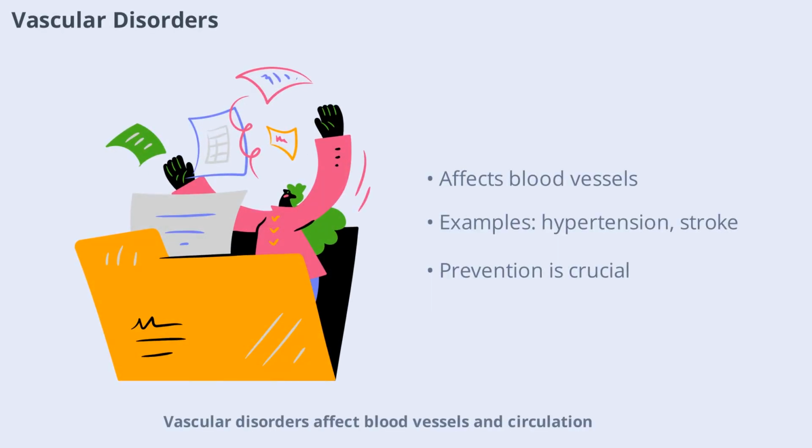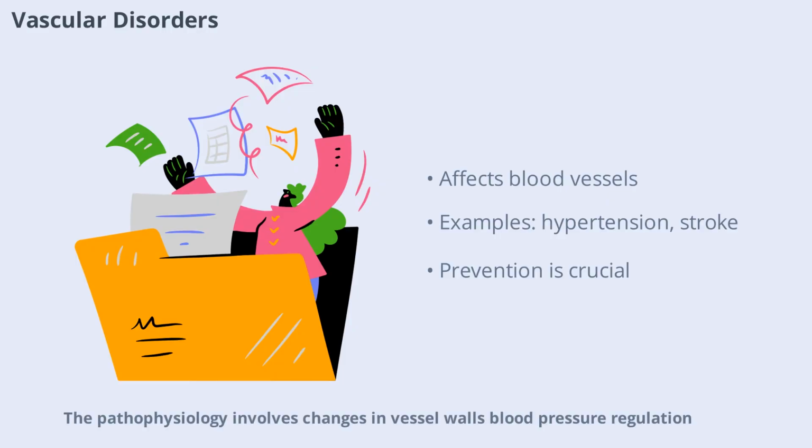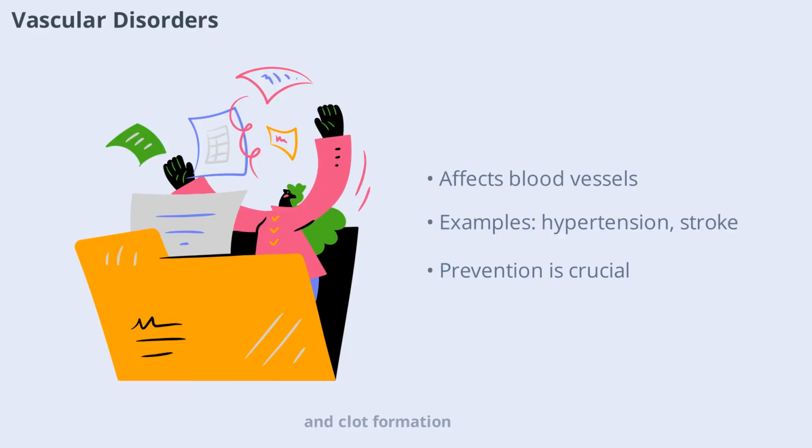Vascular disorders affect blood vessels and circulation. Conditions like hypertension, atherosclerosis, and aneurysms can compromise blood flow and lead to serious complications such as heart attacks or strokes. The pathophysiology involves changes in vessel walls, blood pressure regulation, and clot formation. Early detection and control are vital for preventing complications.